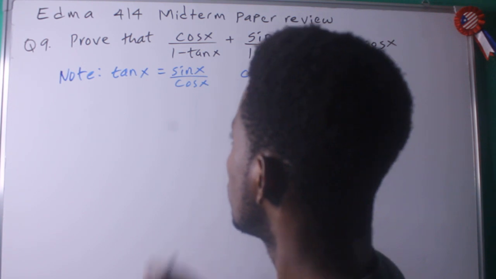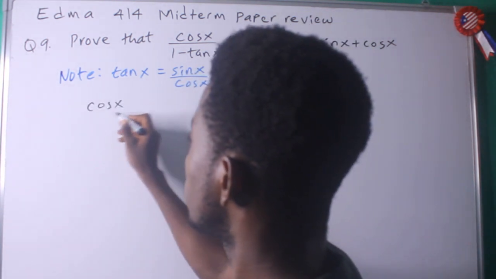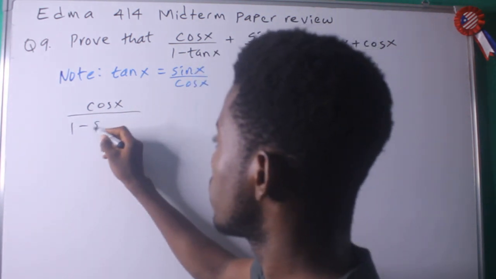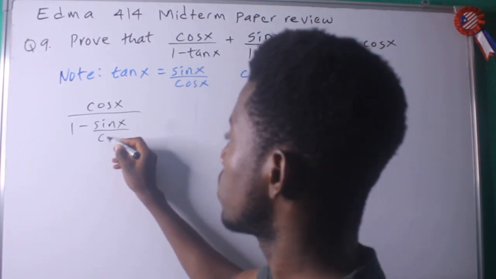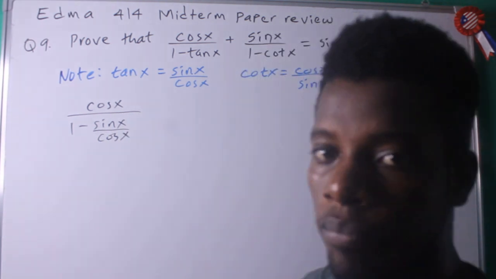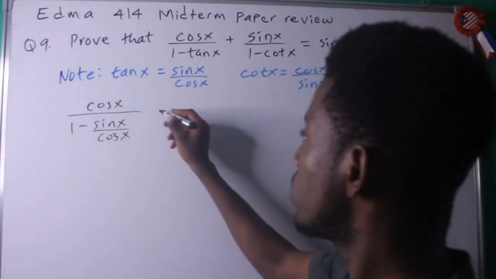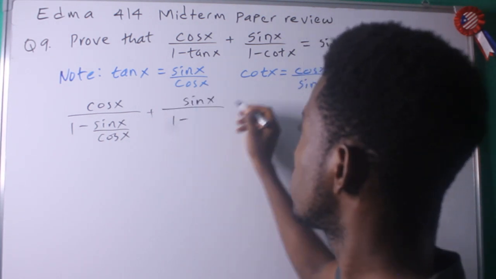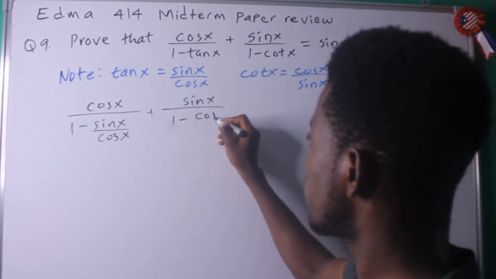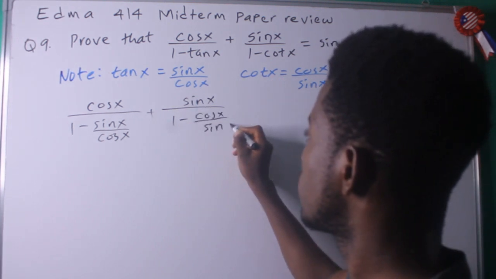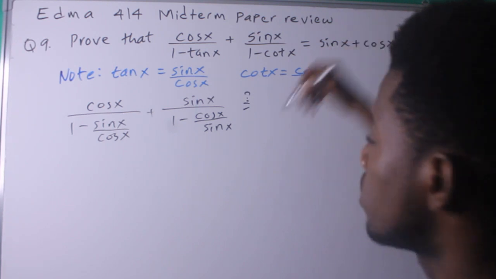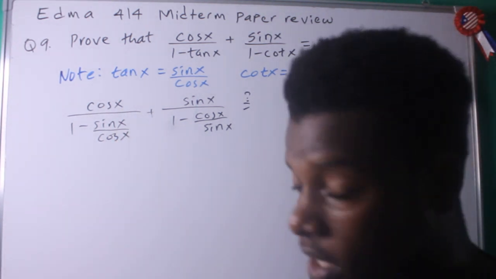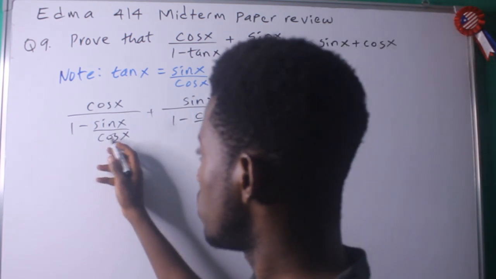So we will substitute. We have cos x divided by 1 minus, and for tangent of x we substitute sin x divided by cos x, plus sin x all divided by 1 minus cotangent, which gives us cos x over sin x. We want to prove whether it's equal to the right side of the equation. Here, this is a complex fraction. We can find the least common denominator.